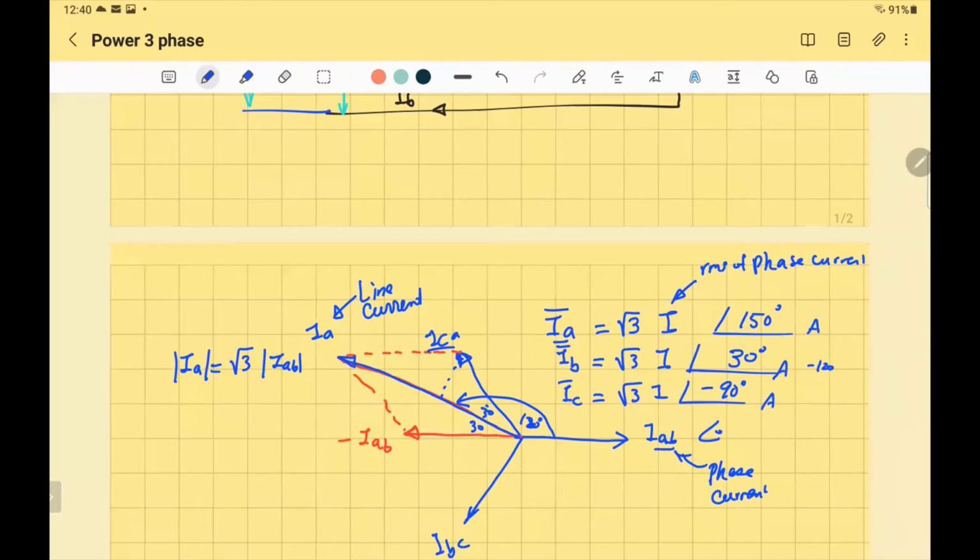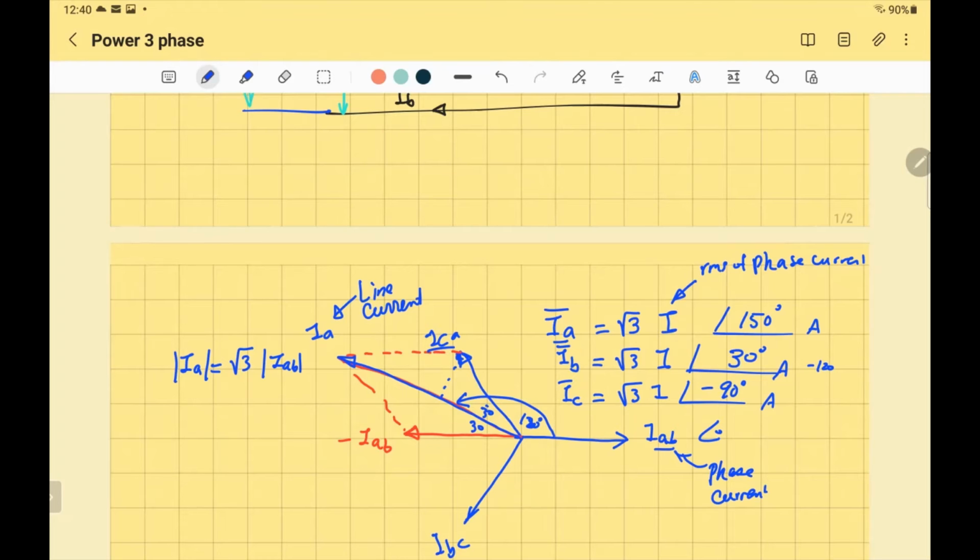That is for the source, not the load. When we are dealing with the load, it will be different. I'm not going to make the proof. It's very similar, but the sequence will be different, and I'll tell you why it's different. But do you understand how we got the relationship between magnitudes? Line current is bigger than phase current by square root of 3, leading phase current by 150.